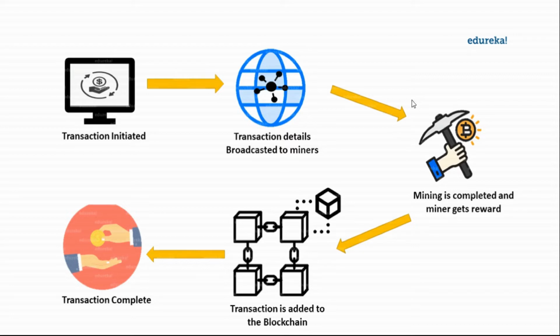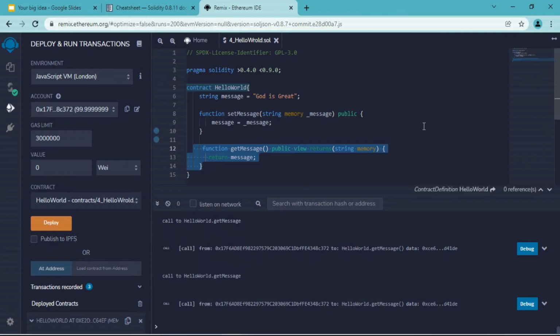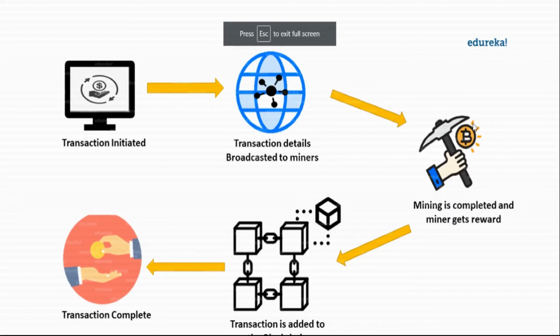Now the miners will not do it for free, because they are using their CPU power and their electricity to solve your transaction, so they have to get paid somehow. In that case, we use gas fees, which get deducted from each transaction. This transaction fee depends on how many operations we are doing inside each transaction. If a transaction is doing multiple operations, it will cost much higher gas fees. And if the transaction is simple, it will cost less gas fees.